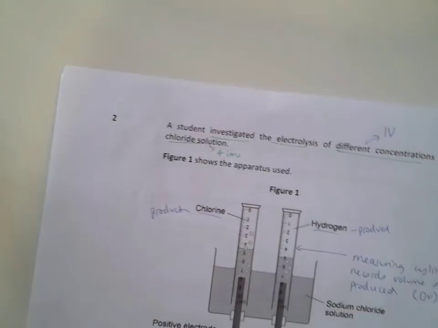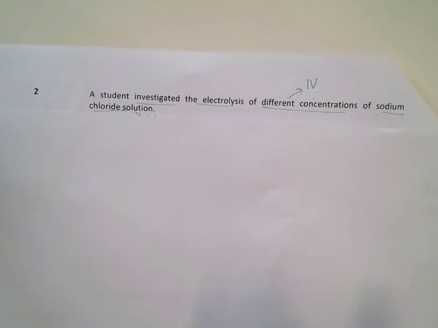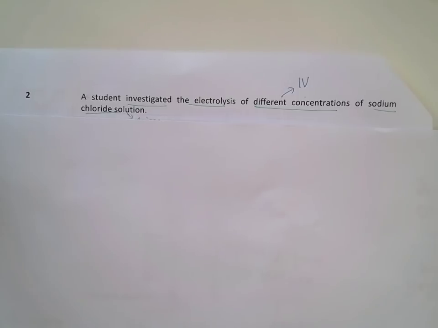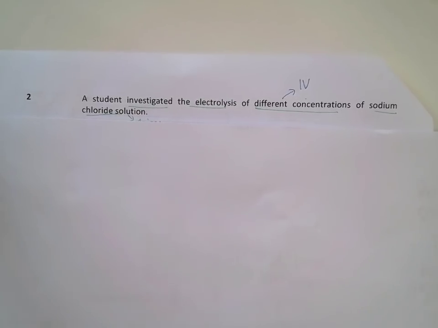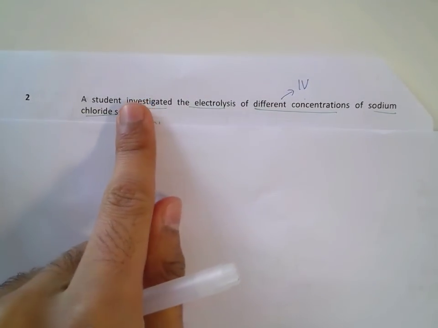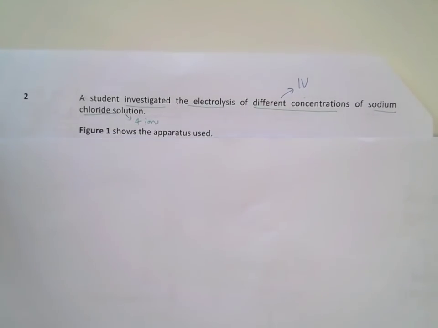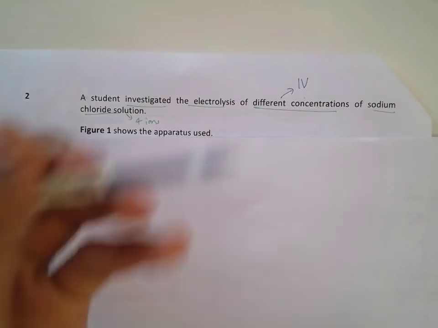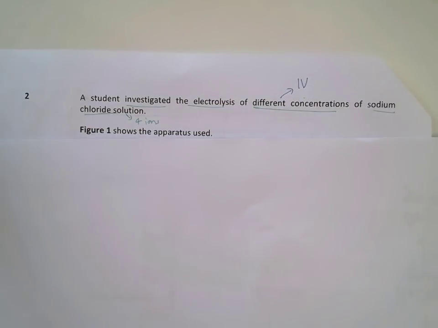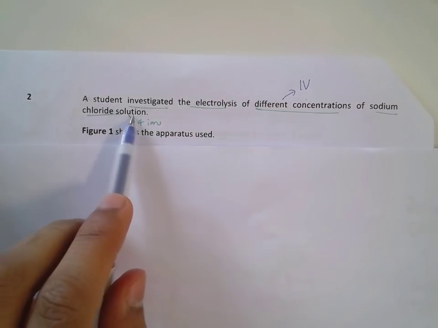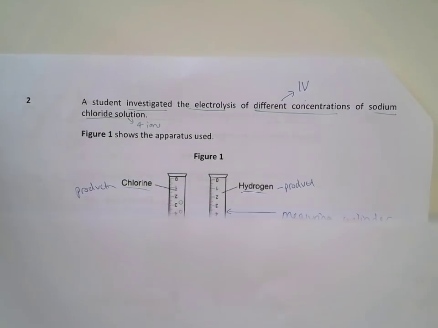Question 2. A student investigated the electrolysis of different concentrations of sodium chloride solution. Now, as I'm reading that, I'm immediately thinking there's an investigation, and the thing that's being changed is the sodium chloride solution concentration. So immediately I'm going to label that as my independent variable. Figure 1 shows the apparatus used. And remember, because it's solution, I've got 4 ions.